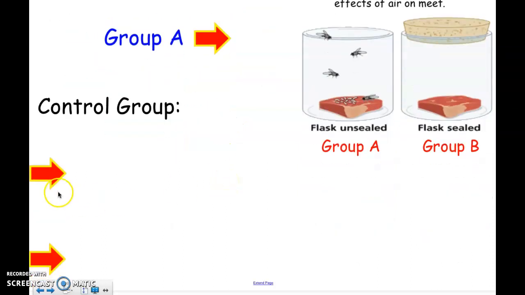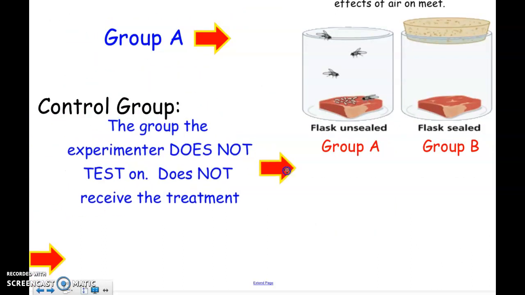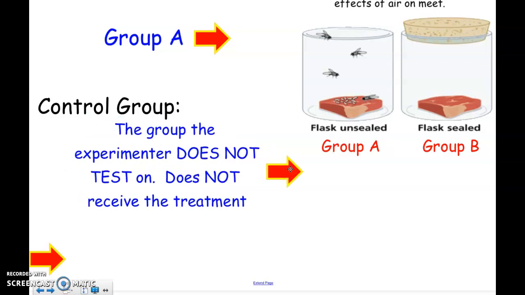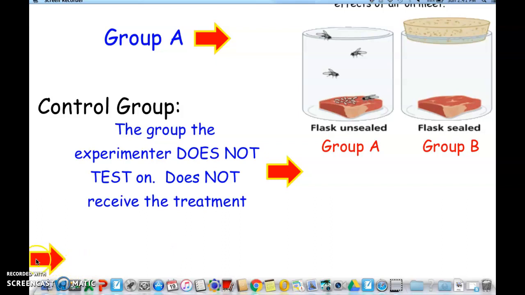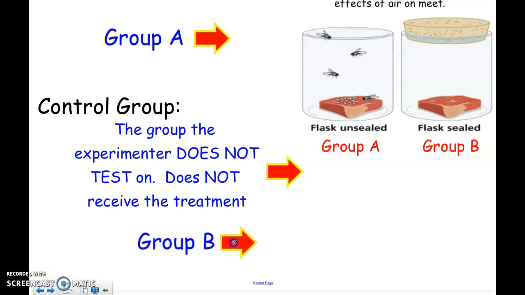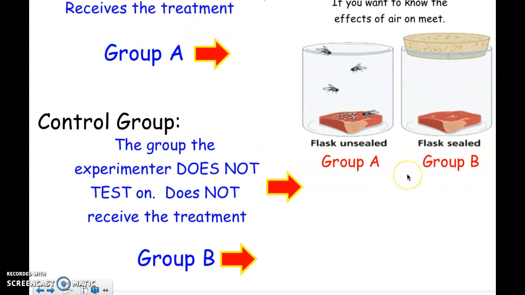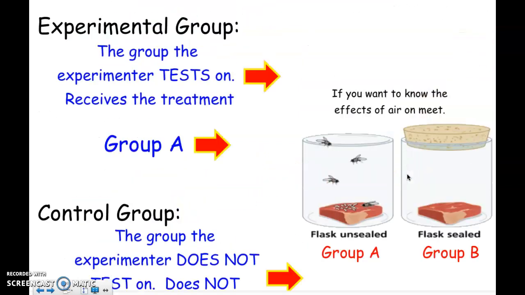Over here, the control group is the group that you do not test on. You do nothing to this group, and it does not receive the treatment. So if the air is the treatment, then the control group is group B in this case, because that's not being exposed to air. So just remember, experimental is being tested on. You're actually experimenting on that group.